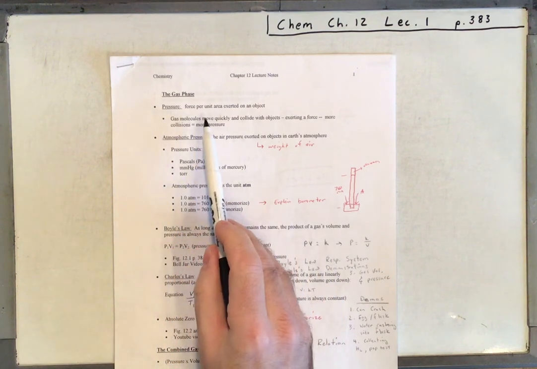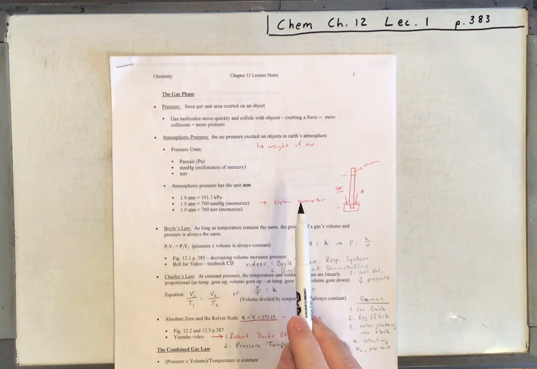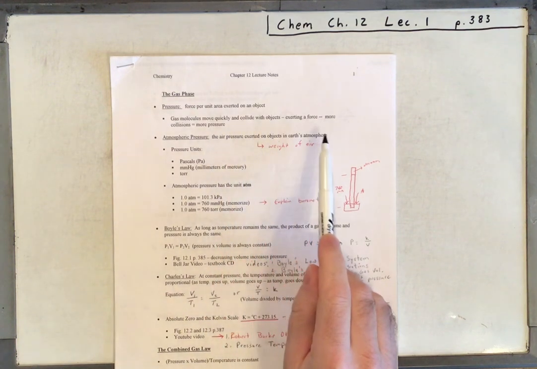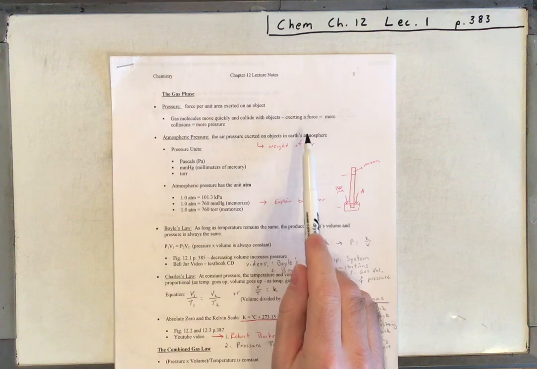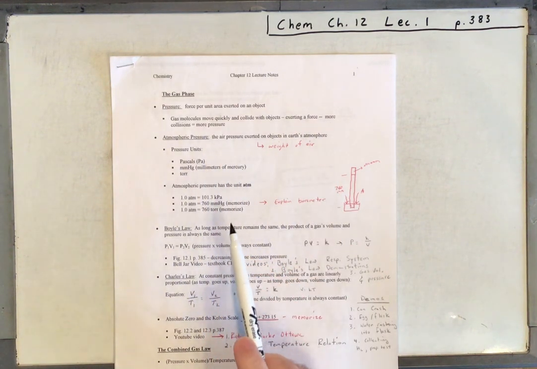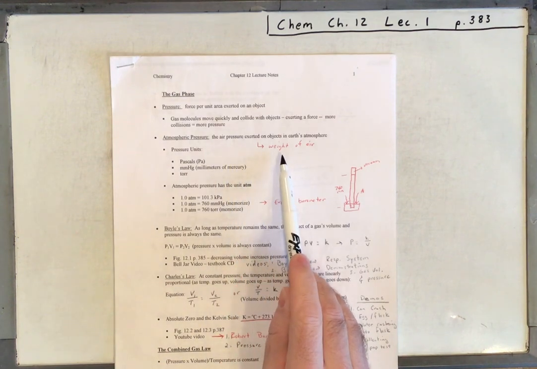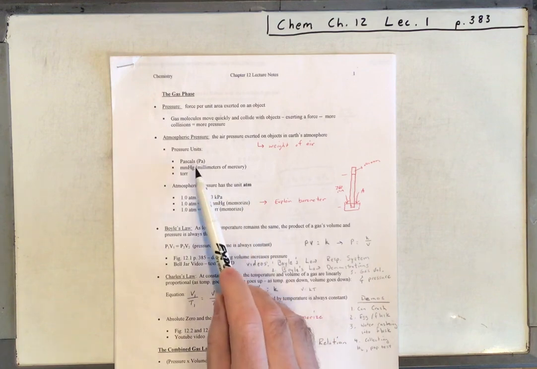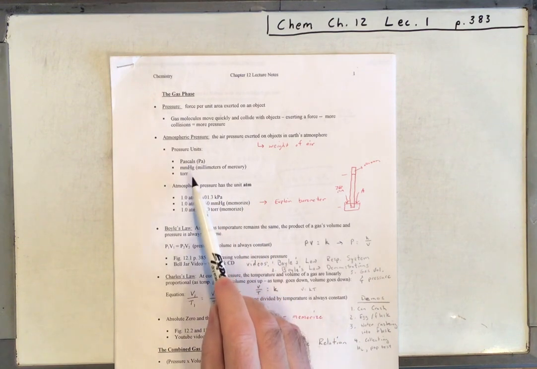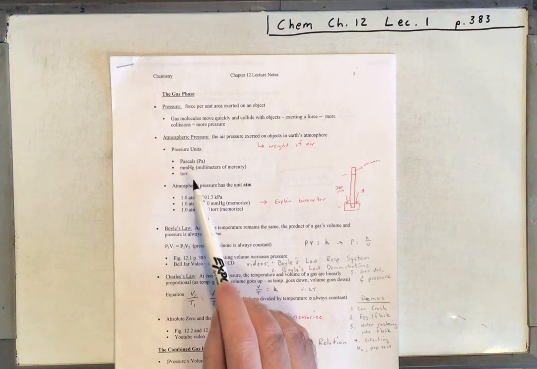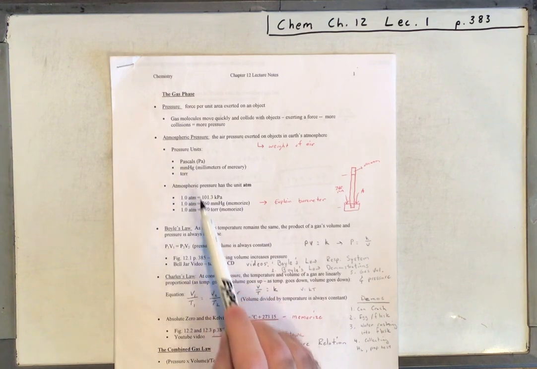So pressure is force per unit area exerted on an object. Gas molecules are always colliding with objects, and those collisions exert a force, and more collisions mean more pressure. You can think of air pressure as like the weight of the air. Some of the pressure units are pascals, millimeters of mercury, torr. We'll use atmospheres a lot. We're going to use atmospheres, millimeters of mercury, and torr.